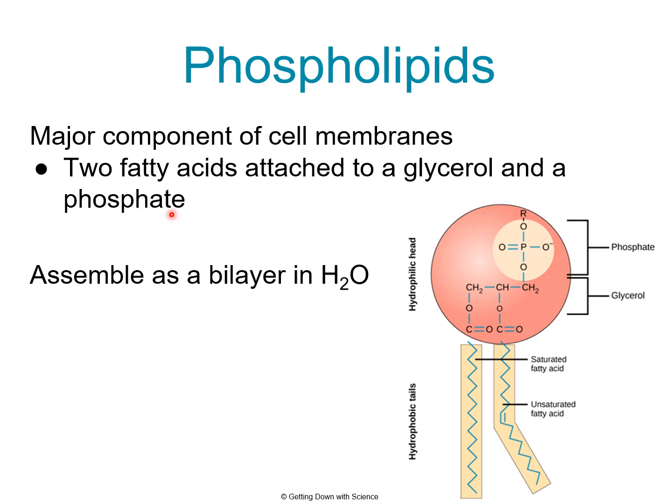So there are three regions. Here we have the phosphate, here we have the glycerol, and we have two fatty acids instead of one fatty acid. One of the fatty acid tails will be saturated. So remember what it means to be a saturated fat. It means that there is enough hydrogen that carbon does not need to double bond with carbon.